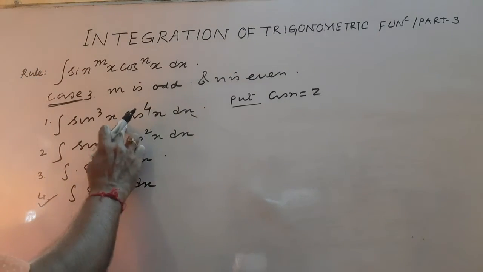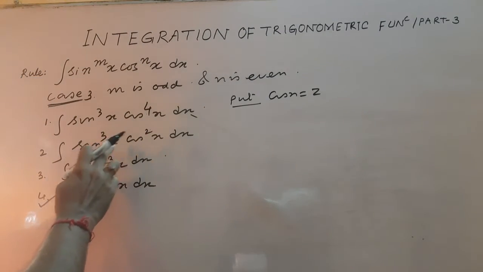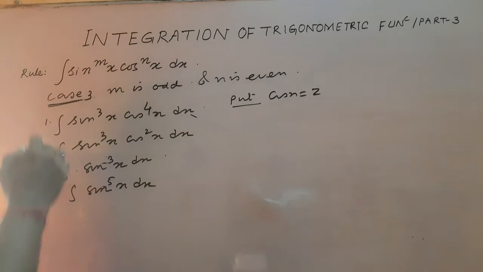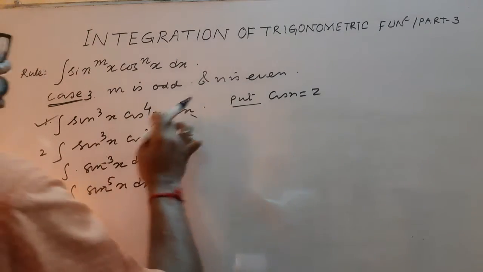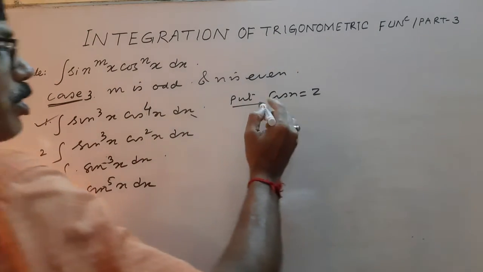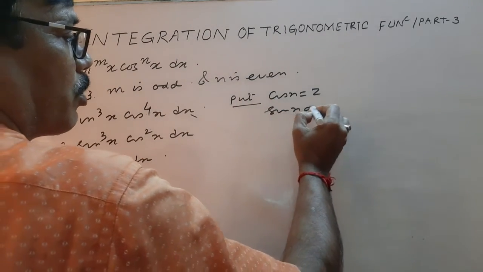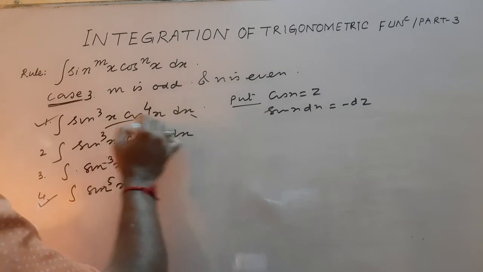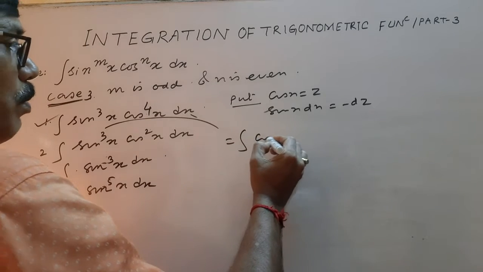So sin cube x cos to the power 4x, sin cube x cos square x, sin cube x sin to the power 5x. So one, the power of cos x is even. So cos x equals z. So sin x dx equals minus dz. Now look, cos to the power 4.